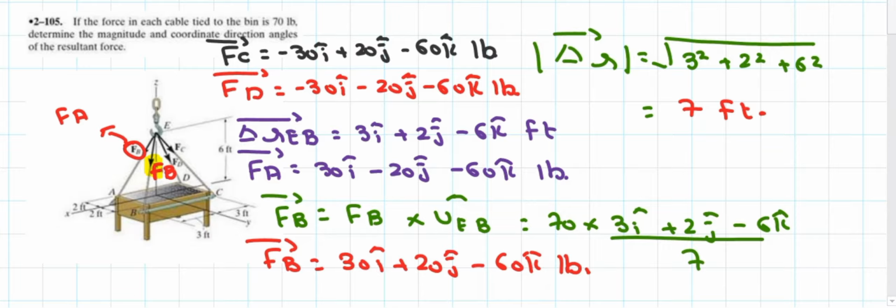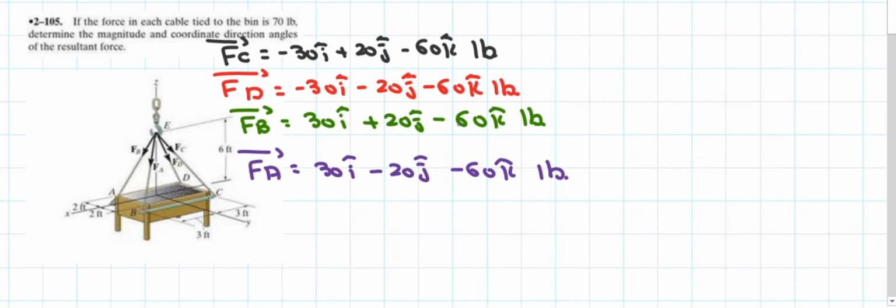Now, our third step is completed, but the question demands that you find the magnitude of the resultant vector as well as its coordinate direction angles. Now, let's work on it. For the vectorial form of the resultant vector, we are going to add all these forces together. So Fr is equal to negative 30, negative 30, positive 30, positive 30.